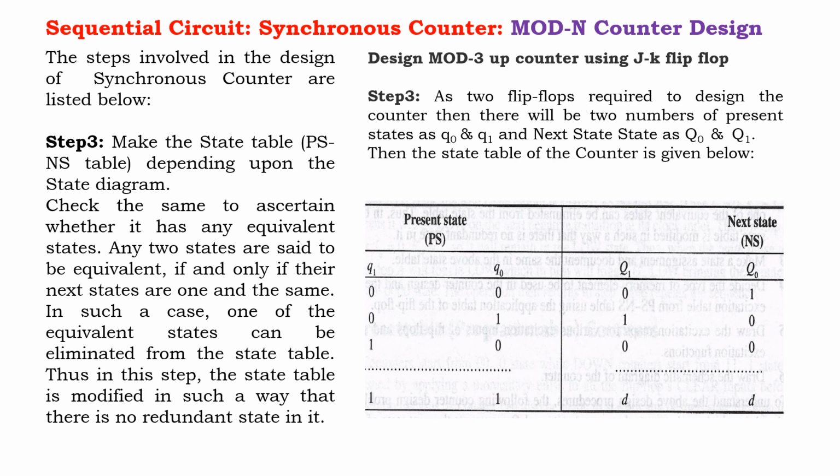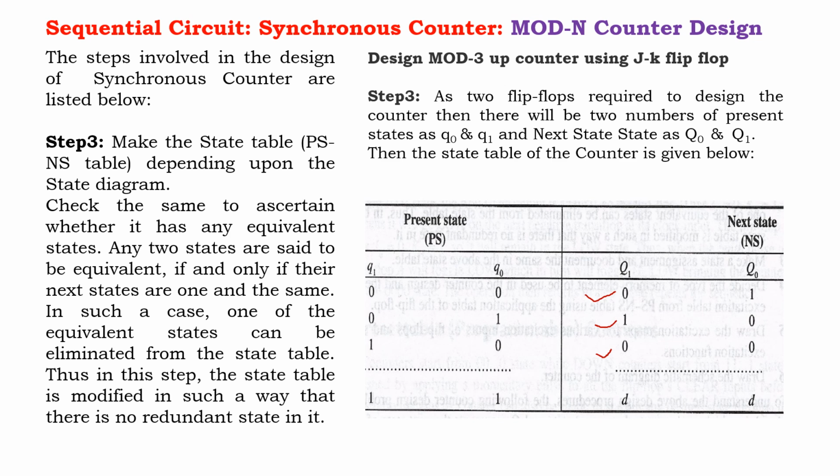So if the present state is 00, then the next state will be 01. If this is 01, then 10. If this is 10, then it will be again 00. And the 11 case is a don't care. Since it is mod 3, it will count the 3 states: 00, 01, 10, then 00 again.